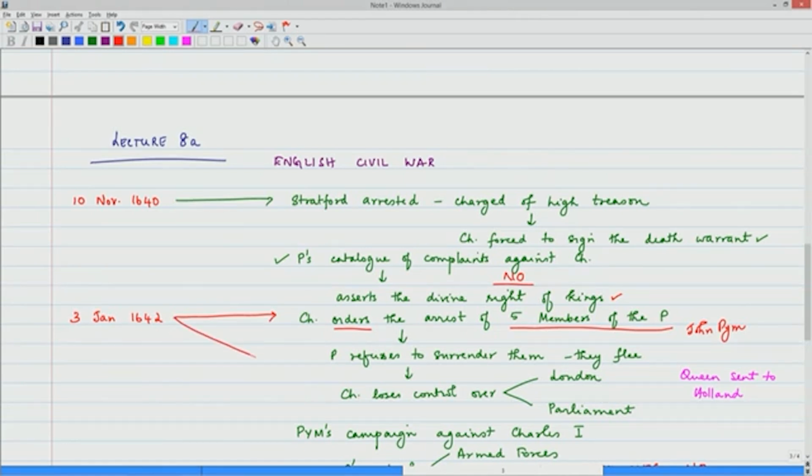And around this time, he also loses control over not just the Parliament but also the City of London. So the City of London and the Parliament become quite at loggerheads with Charles, and he also sends the Queen to Holland for her safety.